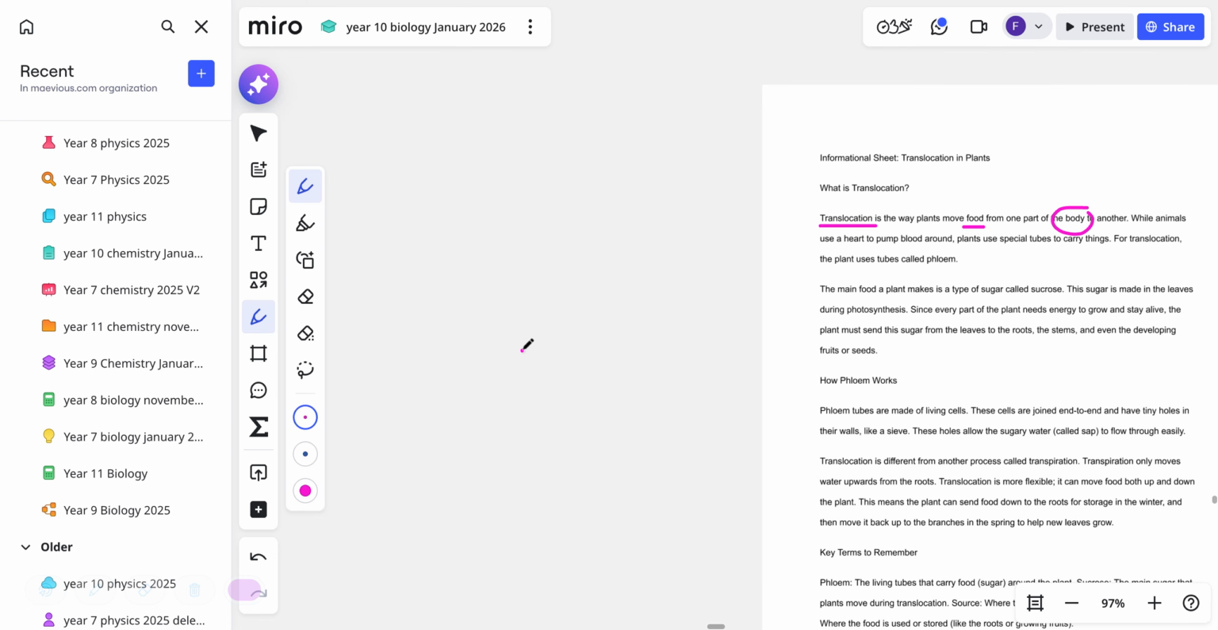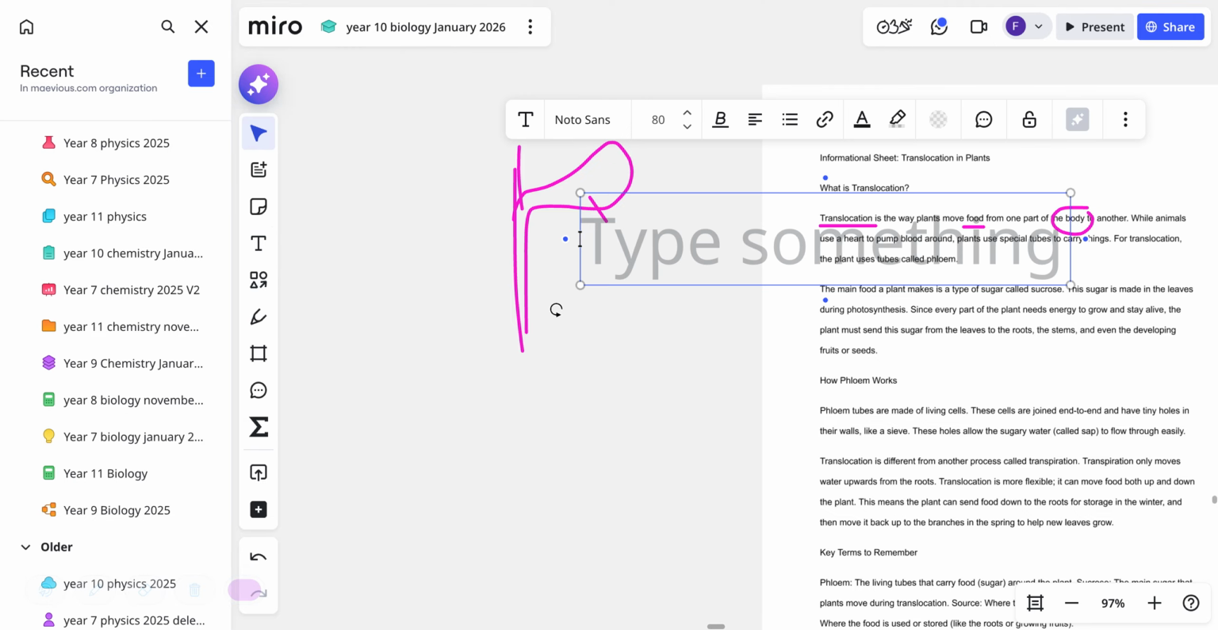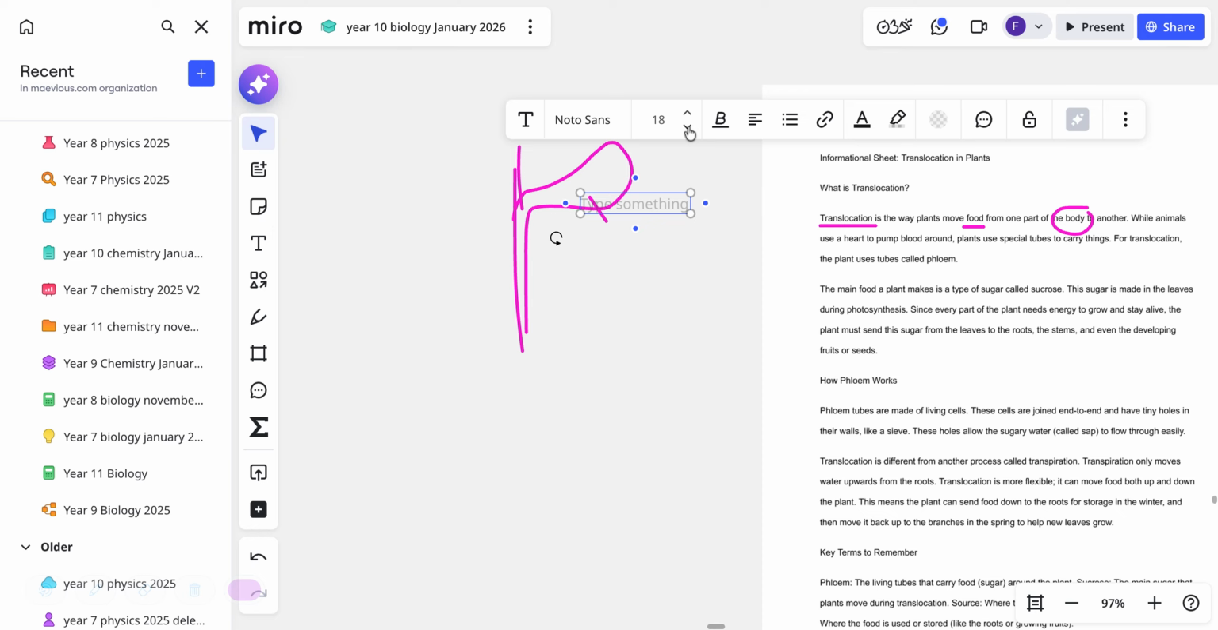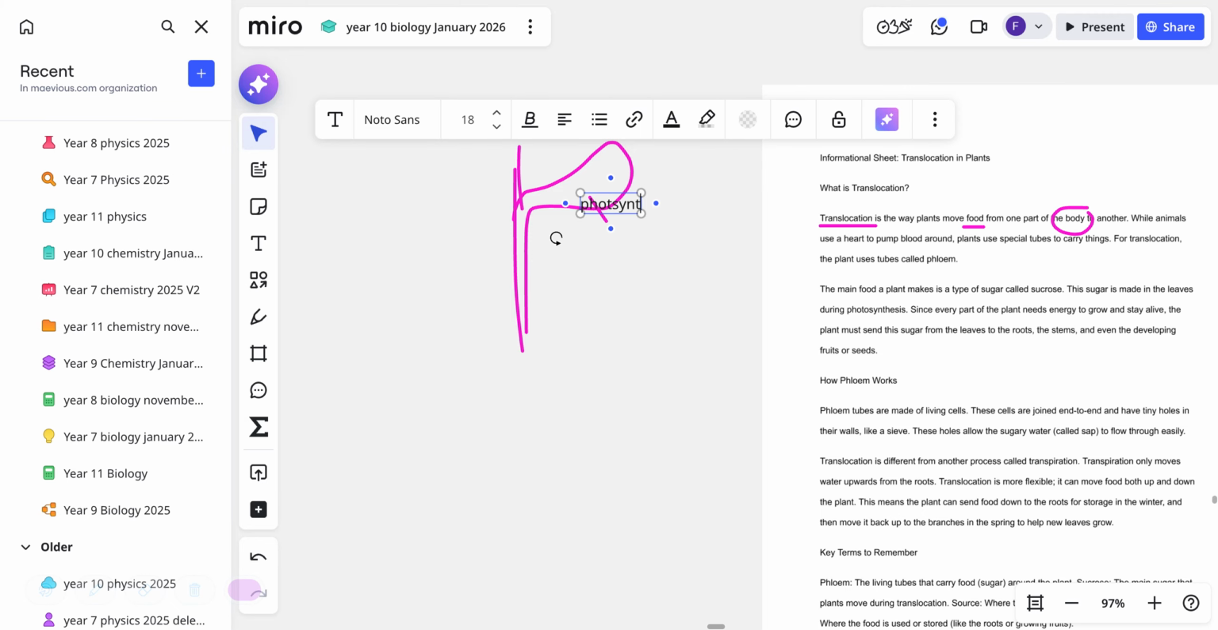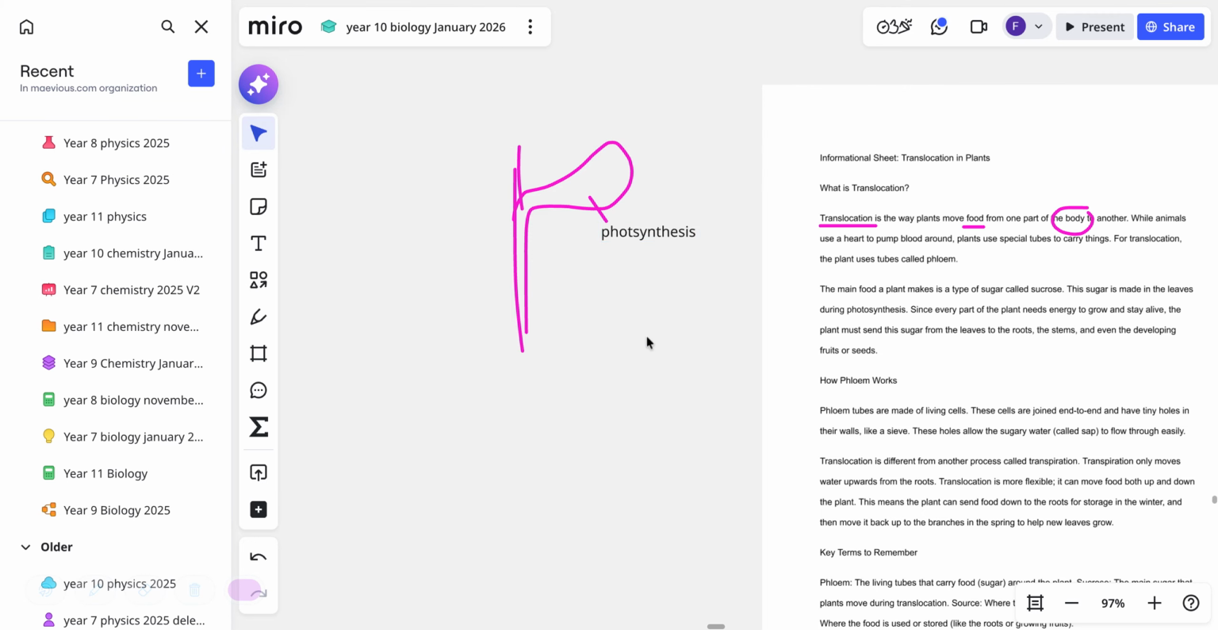A plant creates food by photosynthesis in its leaves. That's such a posh diagram. So this is a leaf, and this is where photosynthesis generally happens. Okay, photosynthesis. The problem is that a plant needs.